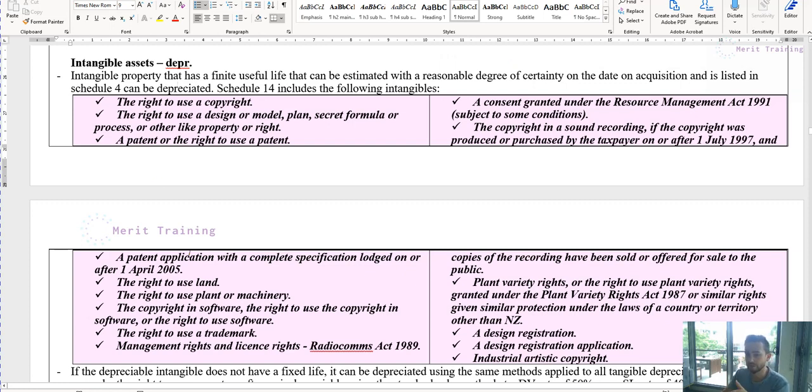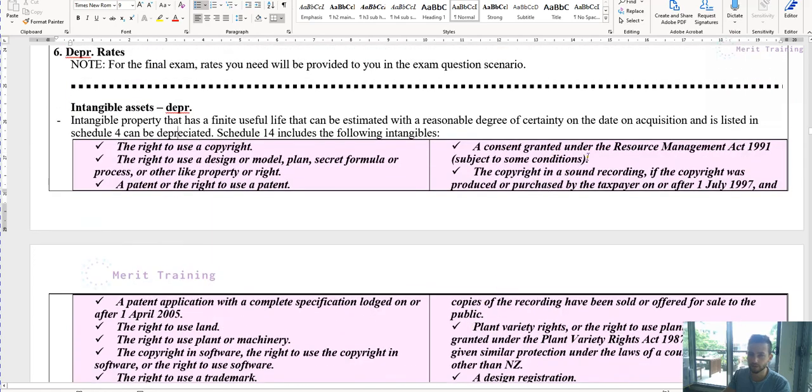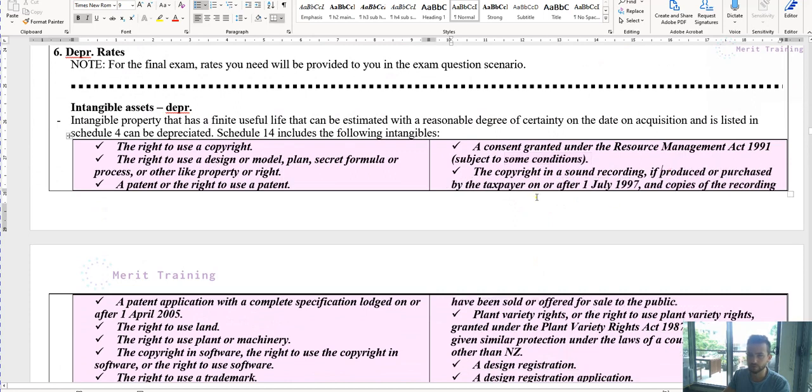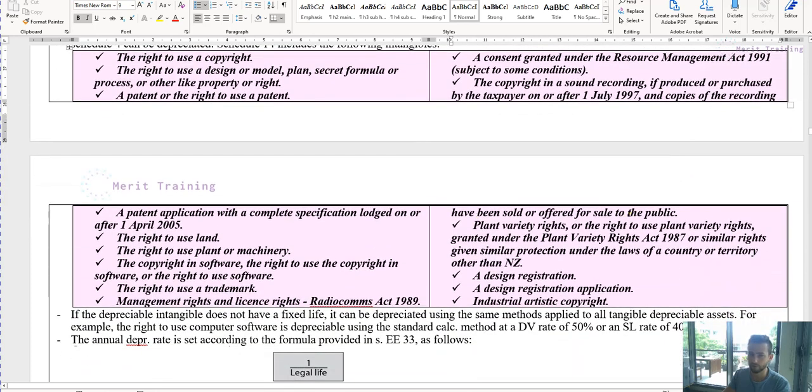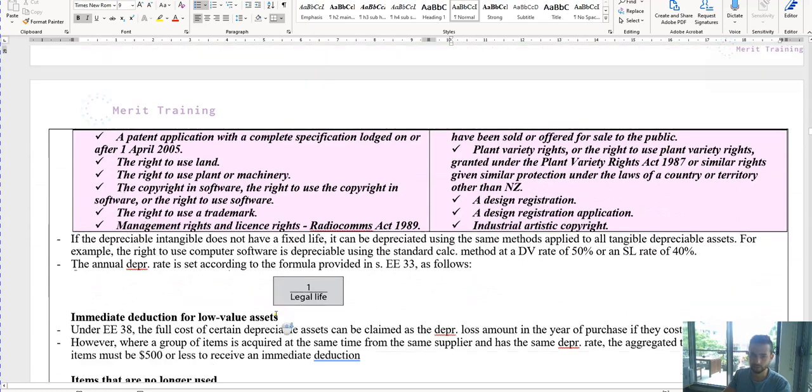So that doesn't mean you can depreciate all intangible assets. Like you can't depreciate goodwill, for example, but you can depreciate certain assets like the right to use a copyright, the right to use a design, a patent or a right to a patent, the right to use land, the right to use plant or machinery, the right to use a trademark, management rights and licenses, consents granted under the Resource Management Act, the copyright in a sound recording if the copyright was produced or purchased by the taxpayer after 1 July 1997 and copies of the recording have been sold or offered for sale to the public, plant variety rights, design registration applications, industrial artistic copyright.